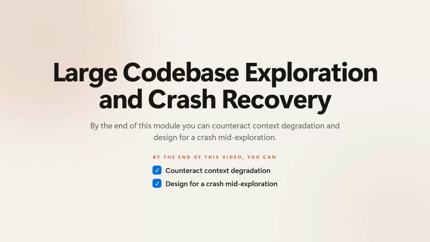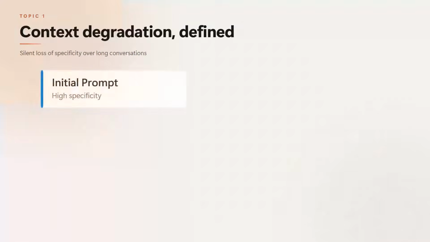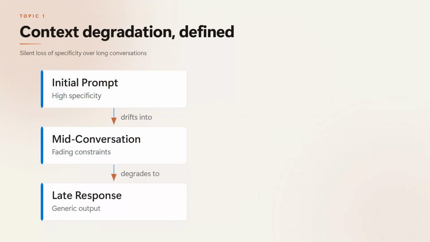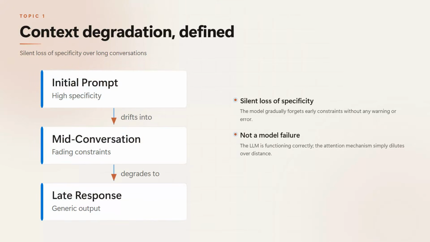Here is how this module builds up. Context degradation is the silent loss of specific findings from the model's effective context window during a long session. The answers remain fluent and well-structured, but they shift from naming concrete classes and paths to describing typical patterns. This is not a model failure, Claude is still reasoning competently, it's a window management problem.